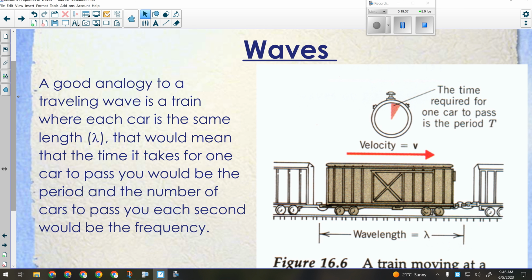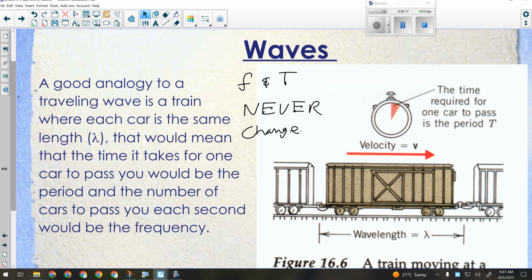Now, here's something you need to know that's super important about waves. The frequency and period of a wave never, and this is one of those weird things, it is an absolute, never change. Once a wave is produced, its frequency is fixed. Okay, its frequency cannot change once it is produced, because the frequency is determined by the source.